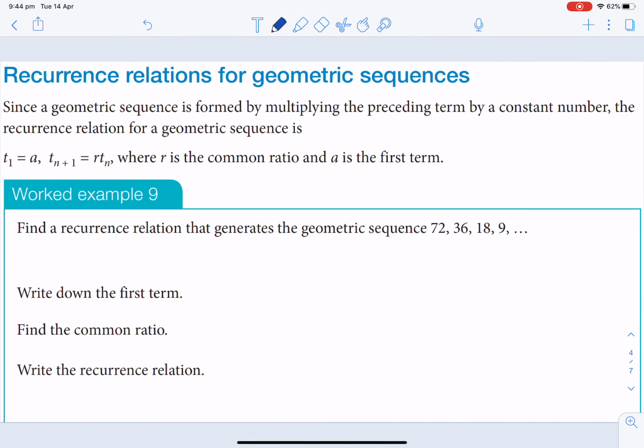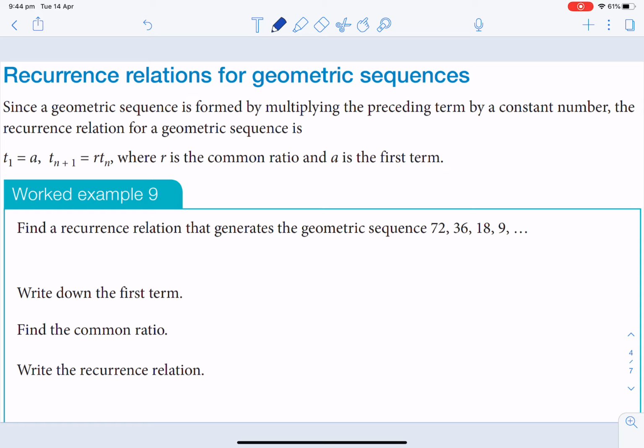All right, moving on to geometric. Recurrence relations for geometric sequences. Remembering with geometric, we needed our initial term and we needed our common ratio. Since a geometric sequence is formed by multiplying the preceding term by a constant number, the recurrence relation for a geometric sequence is T of 1 equals A, T of n plus 1 equals R times T of n, where R is the common ratio and A is the first term.